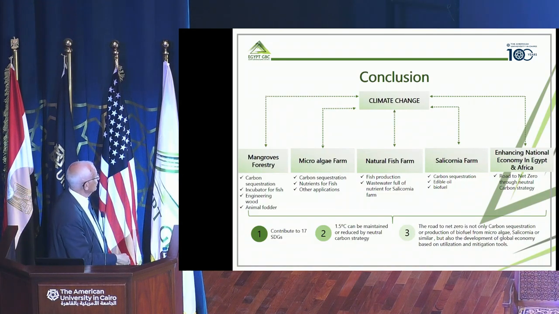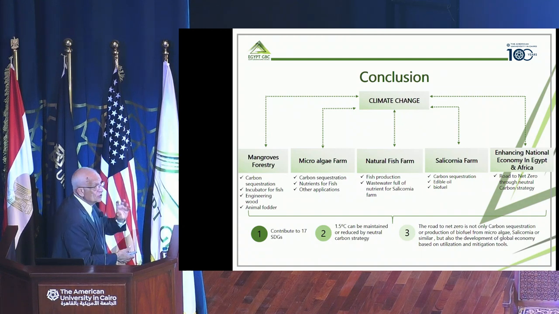In conclusion, mangroves are a carbon sequestration, an incubator for fish, engineering wood, and can be used for animal fodder. Macroalgae, again, is a carbon sequestration. It can be used as a nutrient for fish and in many other applications. A natural fish farm can give fish production.